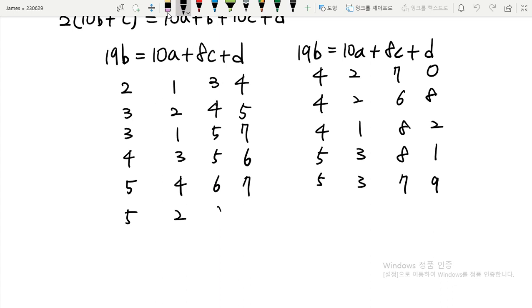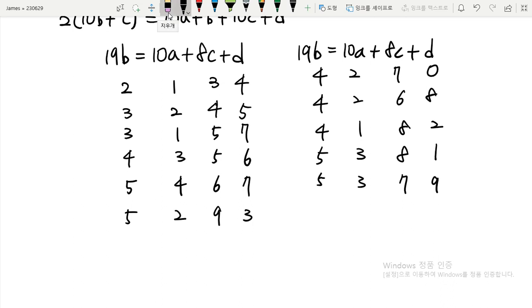Yeah, 9 and 3, am I right? 95 is 75, so we have 9 and 3. And then I don't think 5 and 1 is possible. So 95 minus 10 is 85, but AC plus D cannot make 85. So we don't have to think about 5 and 1. So that's enough for number 5 in B.